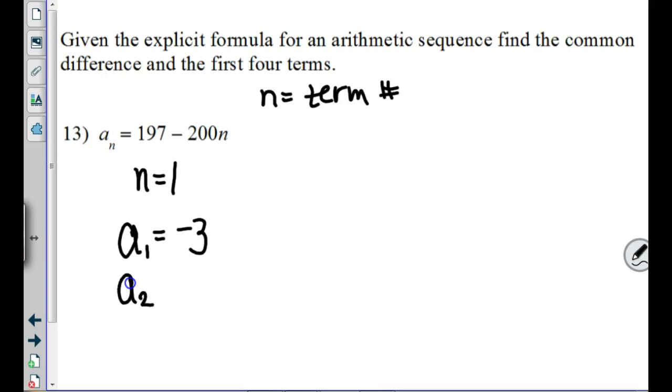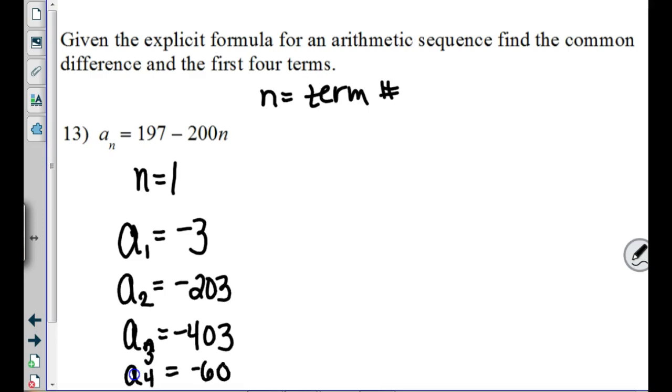The second term, you can put in a 2. 197 minus 200 twice should be... I think so. A sub 3 is going to be... yep, and a sub 4 is negative 603. How can I tell that from up here?